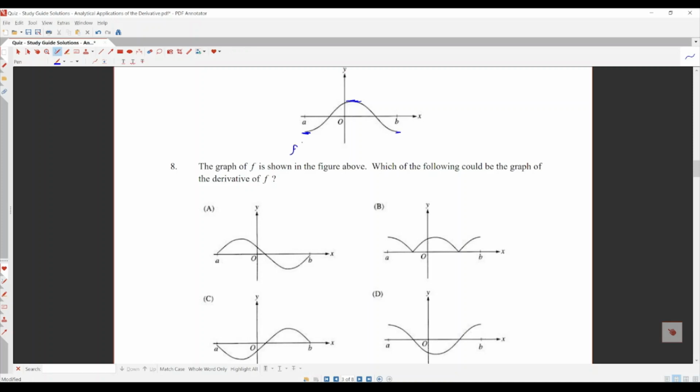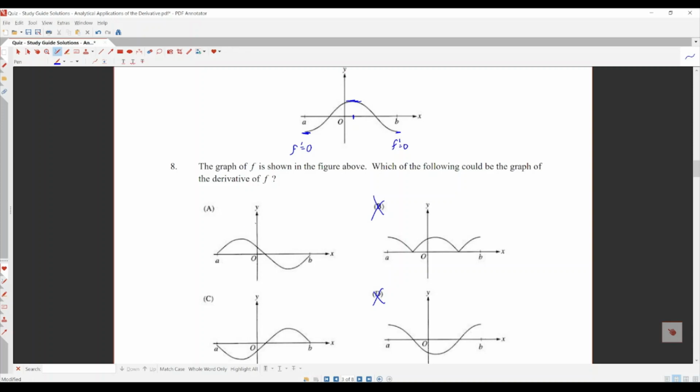That means that f prime is going to be 0 at A, 0 at this point here, and 0 at B. So if I look here, 0 at A, 0 at B, 0 at A, 0 at B, not 0 at A, and not 0 at A. Yep. So we've eliminated two possibilities.